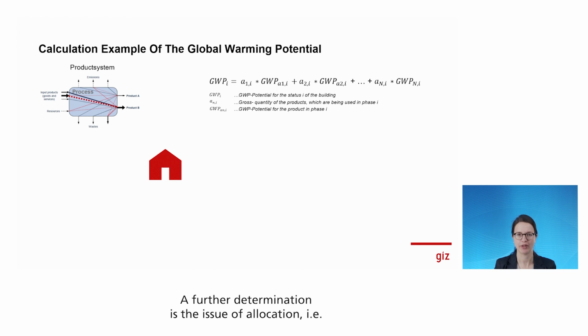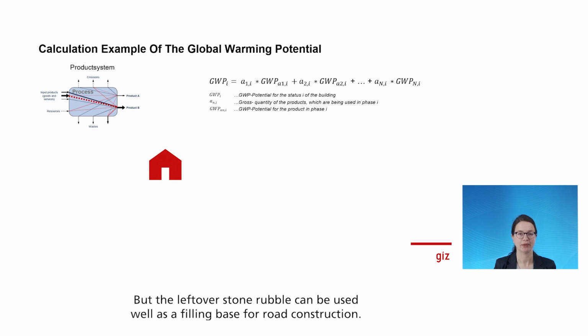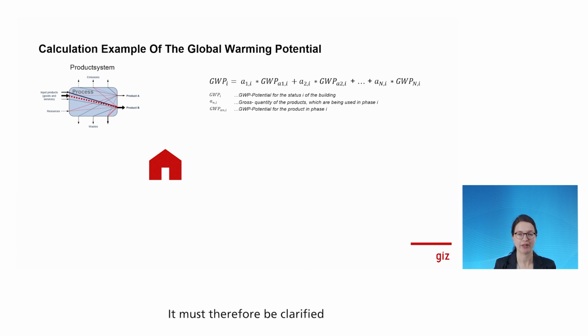A further determination is the issue of allocation. In other words, what energy and material consumption is attributed to the end of the product. An illustrative example: in the extraction of diamonds, a huge amount of stone has to be mined and broken up. This process is very energy intensive, but the leftover stones, rubble, can be used well as a filling base for road construction. It must therefore be clarified how much of the energy used is ultimately allocated to diamond extraction.